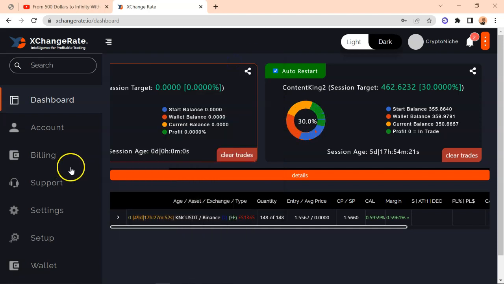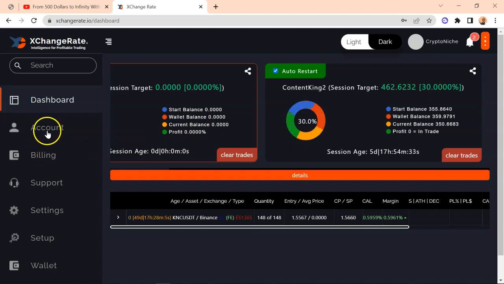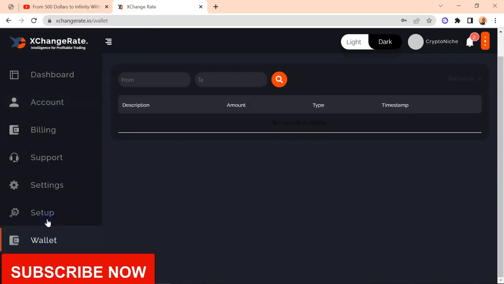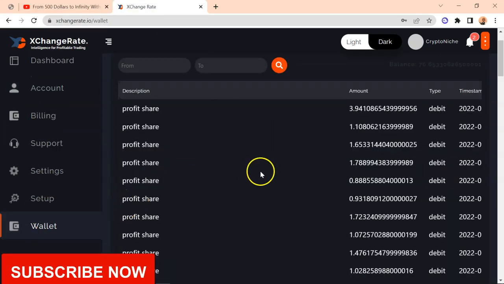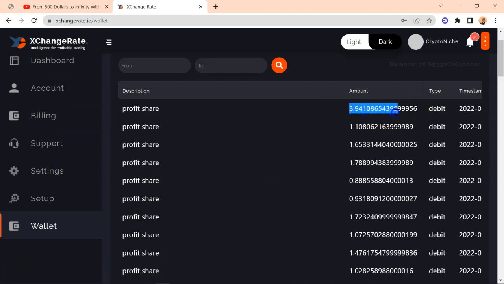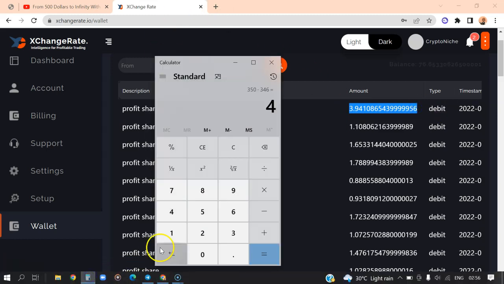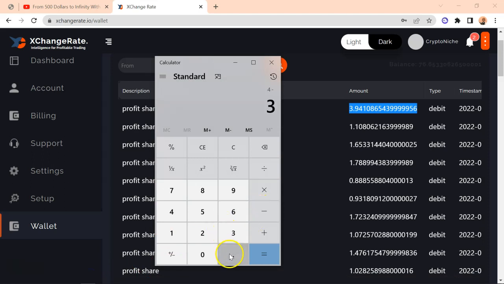And if you look at the fee, because I'm using profit sharing, I think that I explained the concept of profit sharing to you guys, how it works, in some of the videos in the Xchangerate Bot playlist on the channel. So let me go to my wallet. This is the wallet right here. As you can see from the wallet, I paid a fee of 3.94. So if you subtract that from the profit, minus 3.94, that leaves us with a profit of 6 cents.